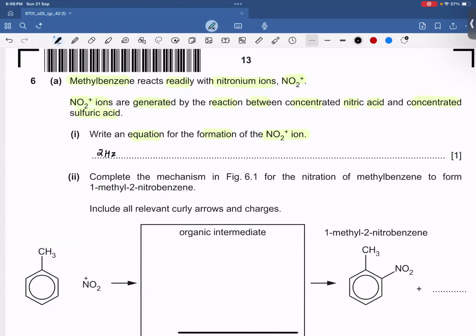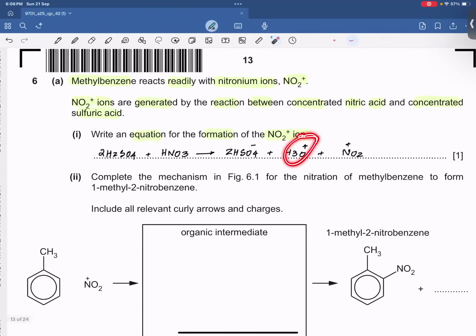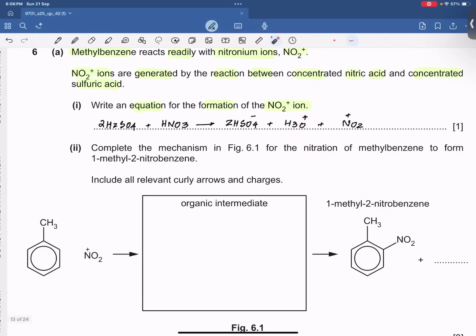2 moles of sulfuric acid reacting with 1 mole of nitric acid, converting into hydrogen sulfate ions, hydronium ion, and nitronium ion, NO2 plus. Okay. And obviously, it's not stable, which is why ultimately it will turn to water. Okay. So I'm not going to use this as an electrophile in the mechanism.